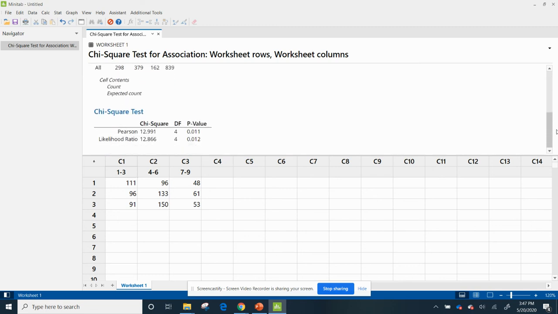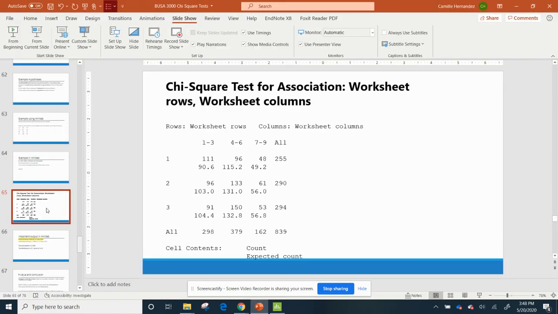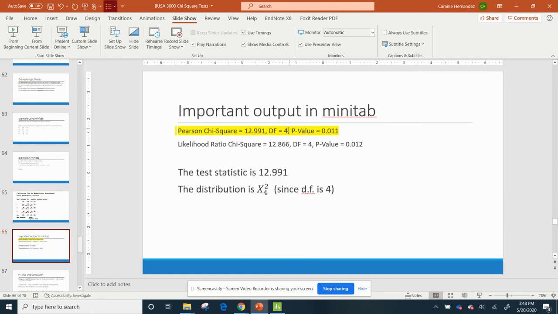But if I keep scrolling down, look what it gives me. It gives me, and we're going to use this Pearson number, our chi-squared value of 12.991. Degrees of freedom is 4. Remember, you don't even have to worry about that big old long formula. It's given to you here. And my p-value is 0.011. All right, so let's go back and see what I got. Got everything I needed. And again, here in the slide, so you see it, I highlighted it.